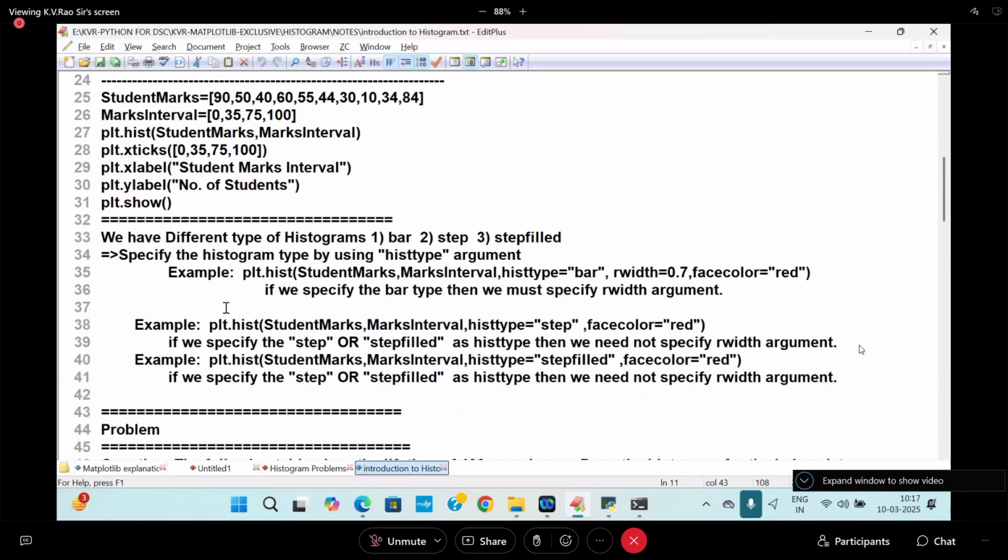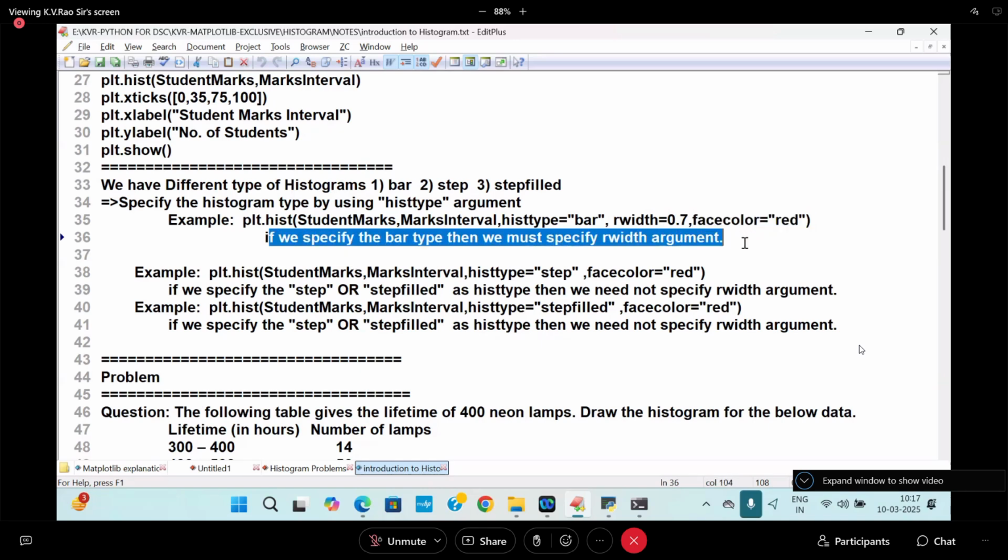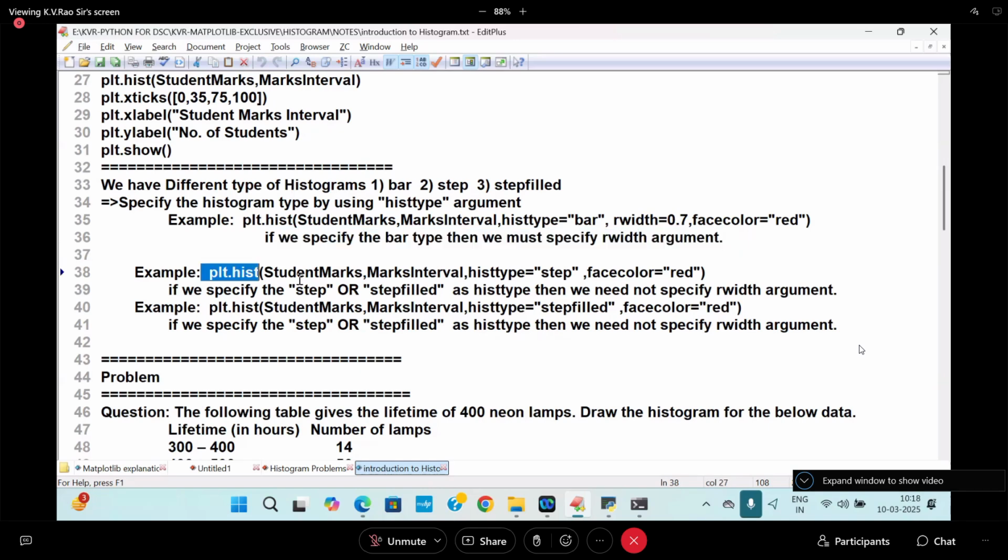Here we have different types of histograms: bar, step, stepfilled. You specify the histtype by using which argument? The histtype argument. plt.hist(student marks, interval, histtype equal to bar, rwidth equal to 0.7, facecolor equal to red). Now you have seen the face color. If we specify the bar type, then we must specify the rwidth argument. For step, I only mentioned the face color. No need to specify rwidth. Even if you specify rwidth, no special impact will come.